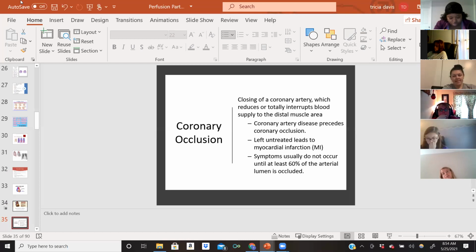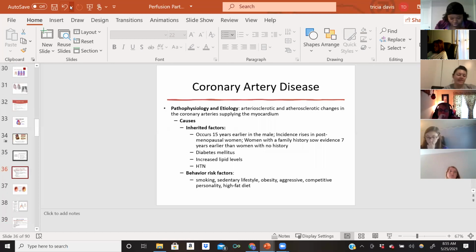And then symptoms do not usually occur until there's at least 60% of an occlusion. So for the longest time, this is occurring and patients don't have any idea. Once we get to that 60% of that arterial occlusion, that's when the patients are going to start seeing those chest pains, dizziness, shortness of breath, things like that. So coronary artery disease is arteriosclerotic and atherosclerotic changes in the coronary arteries that supply that oxygen-rich blood to our myocardium.